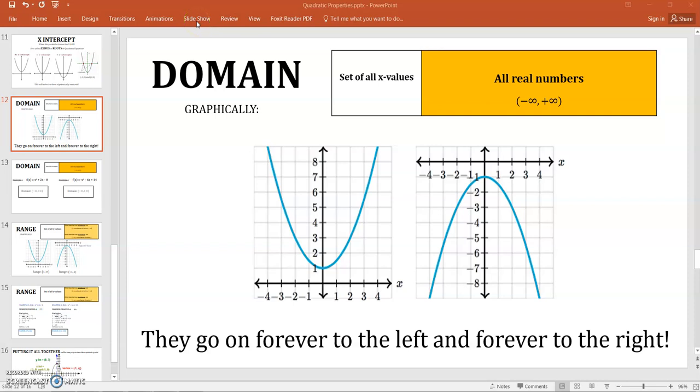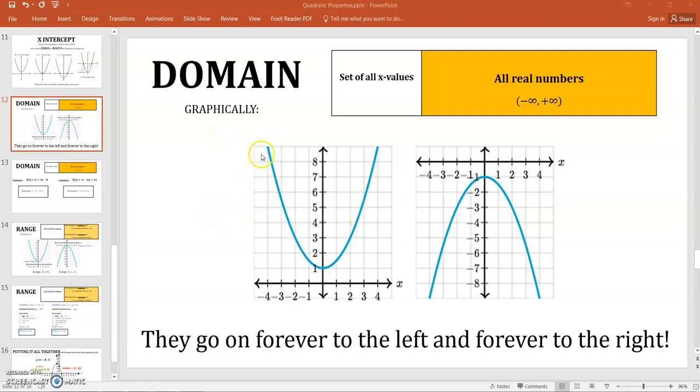So the last two properties we have are domain and range. So first up with domain, domain is our set of all our x values. So if we're looking on our graphs here, we want to go from left to right. What is our smallest point and then what is our highest point that we are going with?